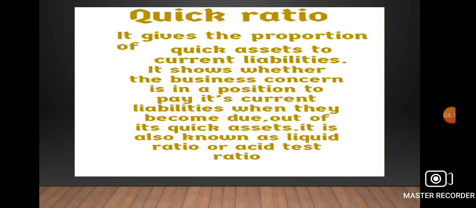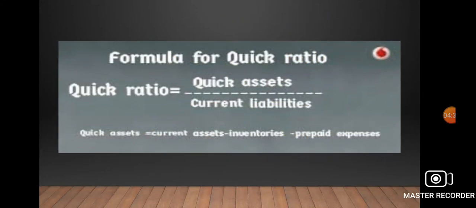Quick ratio gives the proportion of quick assets to current liabilities. It shows whether the business concern is in a position to pay its current liabilities when they become due out of its quick assets. It is also known as liquidity ratio, or another name is acid test ratio. What is the formula of quick ratio? Quick assets divided by current liabilities. Quick assets means current assets minus inventories. Inventories means stock plus prepaid expenses.